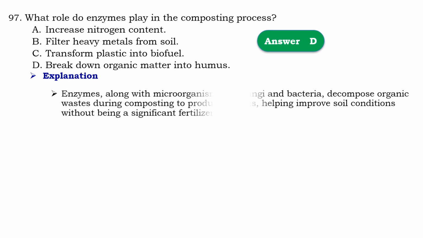Break down organic matter into humus. Means that enzymes along with microorganisms like fungus and bacteria decompose organic wastes during composting to produce humus, helping improve soil condition without being significant fertilizers.